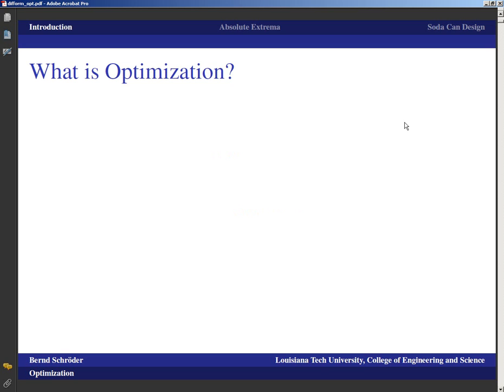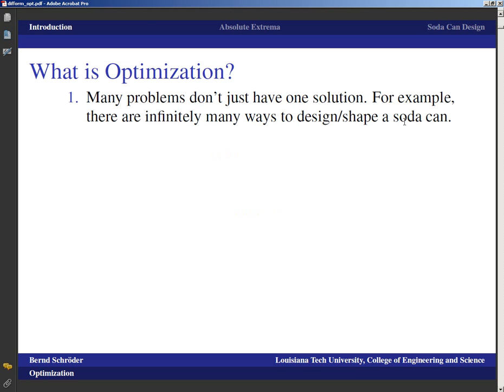Okay, so what is optimization? Well, basically the idea is that there are quite a few problems that don't just have one solution. For example, there are infinitely many ways to design and shape a soda can. You could make tall and skinny cans, you could make flat and wide cans, you can make cans with all sorts of wiggles in them.